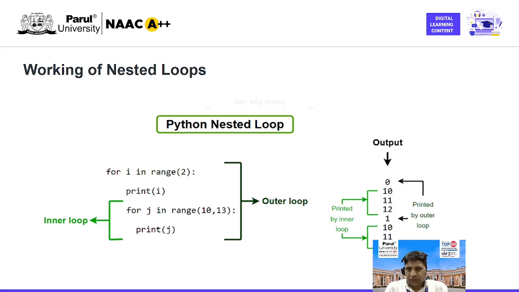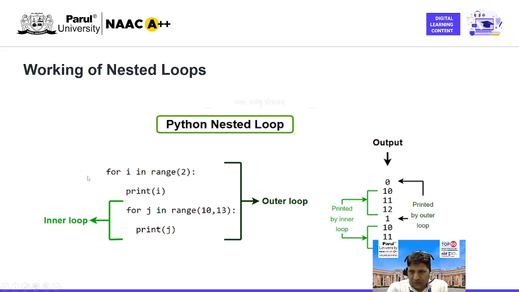Now we understand the working of nested loops. You can see the diagram. For i in range 2, first in the nested loop there are always two loops: one is the outer loop and another is the inner loop. The outer loop is executed each time, and the inner loop is completely executed for a single value of the outer loop.